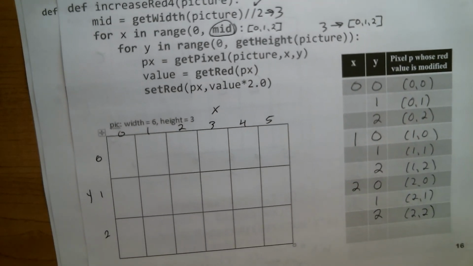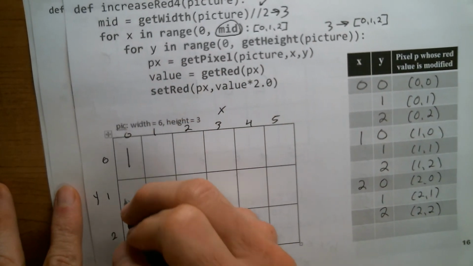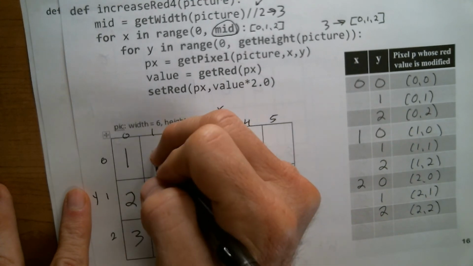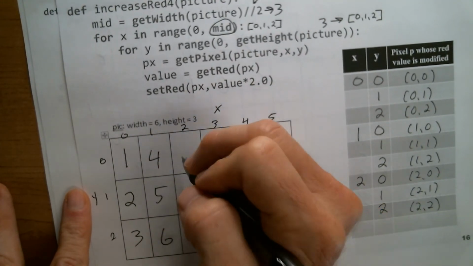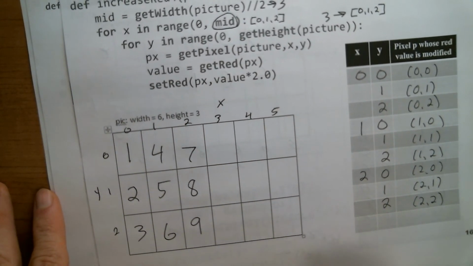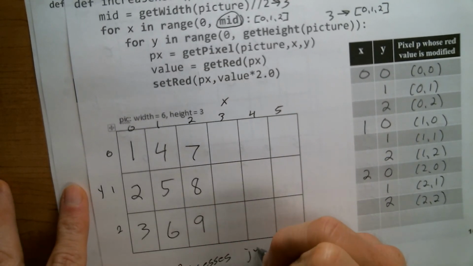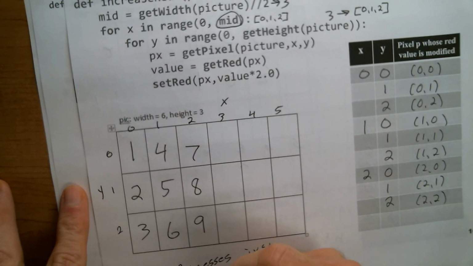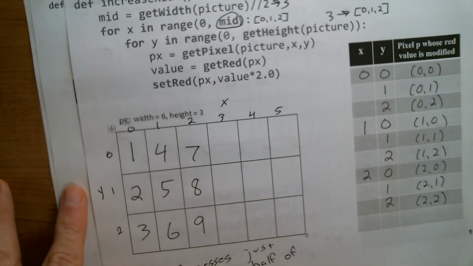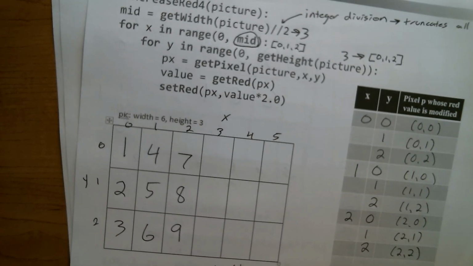Okay. So in terms of how we're moving through the picture, 0, 0 is here. 0, 1 is here, then here, then here, then here, then here, then here, then here, and then here. So this is basically code that processes just the left half of the image. So instead of processing the entire image, this is how we could process just the left half of the image.